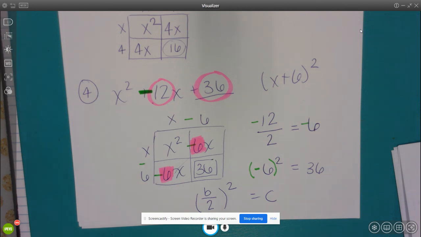But just remember, if they give you a b value and they're asking you to find c to complete the square, I take half of b, I square it, and that gives me my c value.